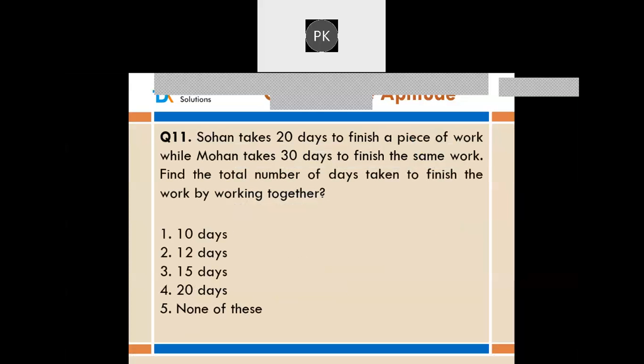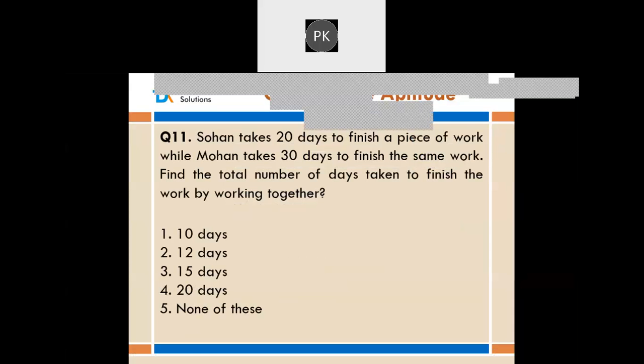So can you try solving this? Sohan takes 20 days to finish a piece of work, and this is one more important type of chapter called time and work. I have not said this in the beginning, but I have taken questions from this, because you can solve this also very easily by using the shortcut technique. We can use a shortcut formula and a shortcut technique. I'm going to explain both. Whichever you feel comfortable, you can proceed.